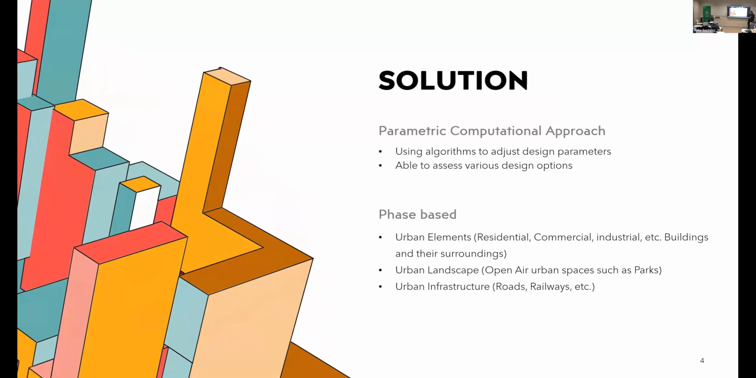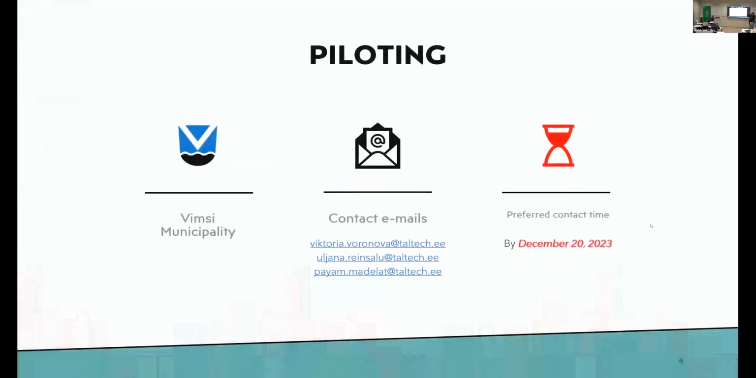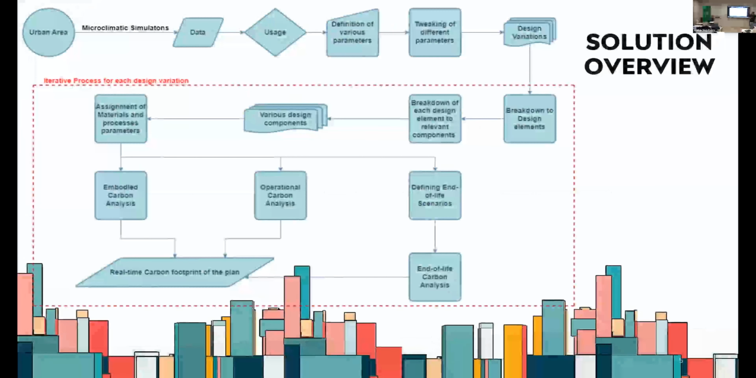It is scalable to the urban phase, but we're required to divide it into different steps, because urban problems are not small problems. We need to be phase-based. So first of all, urban elements, then urban landscape, and finally the infrastructure, which is the hardest one in my idea. So the solution looks like this. I hope you can see the top of it, yeah? Great. Yes.